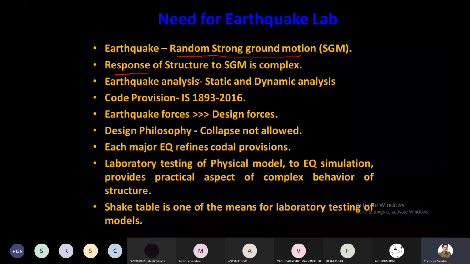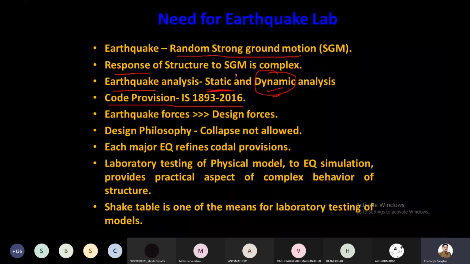And when it comes to the analysis of structures for forces, basically it's a dynamic force, so we have to carry out dynamic analysis. But for simplification, the code has given a static procedure also. But earthquake is a dynamic load, so you have to carry out dynamic analysis. And this IS code, IS 1893-2016, has given a procedure for the dynamic analysis, but at the same time, the code is saying that if the engineers are not doing dynamic analysis, a very simple static method is also given.